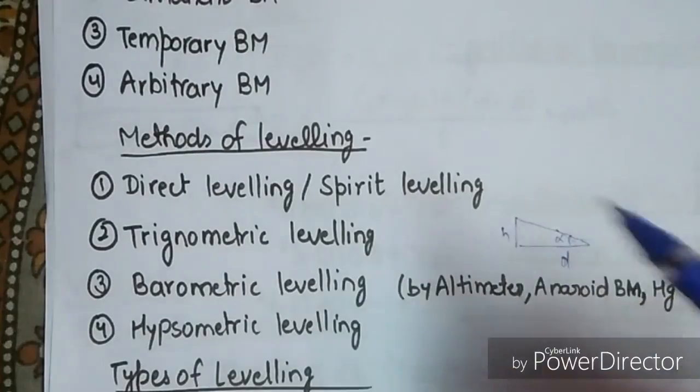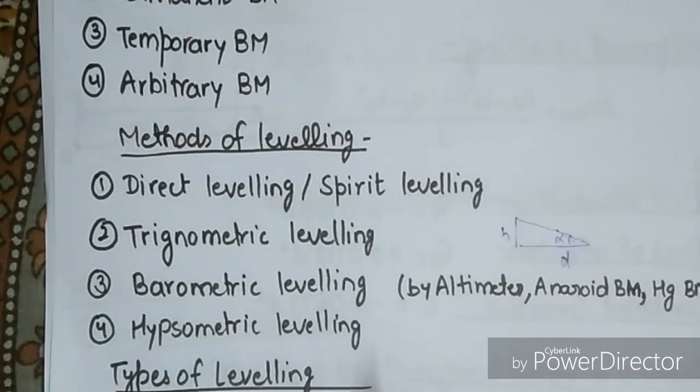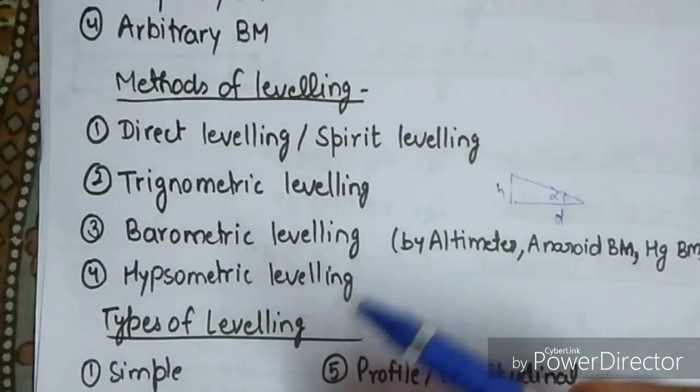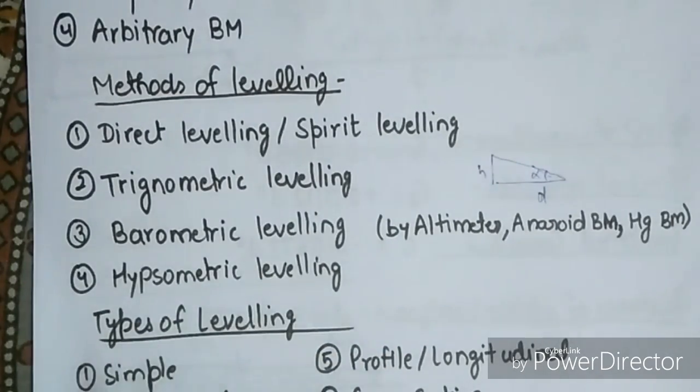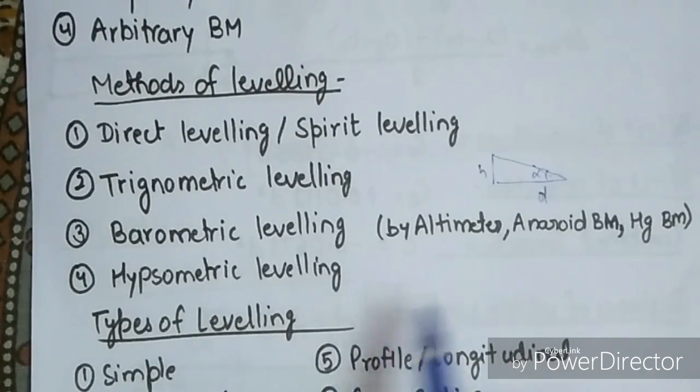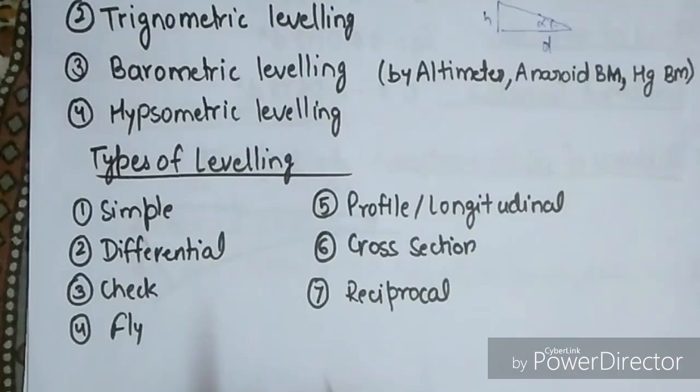Okay. It is another type of indirect leveling in which the levels are determined indirectly from change in atmospheric pressure. Okay. With increase in the elevation, the atmospheric pressure usually reduces. Hypsometric leveling is the process of leveling in which elevation is determined by observing the temperature at which boiling of water starts. Okay, as altitude increases, boiling point of water reduces. There are a few types of leveling like simple leveling, differential check leveling, fly leveling, profile or longitudinal leveling, cross section leveling, and reciprocal leveling. This is very important, reciprocal leveling.